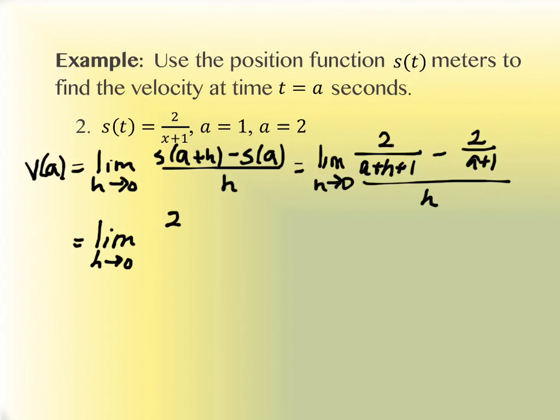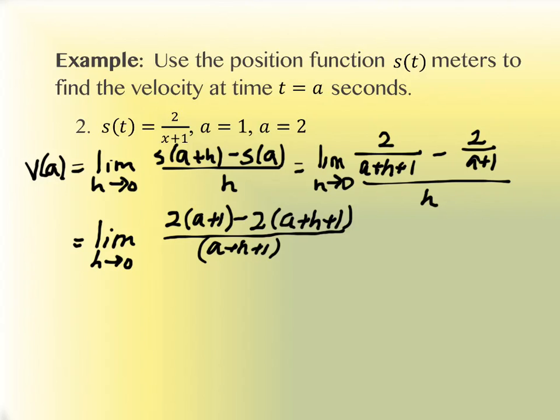So we're going to have 2 times a plus 1 minus 2 times a plus h plus 1, over the whole denominator, a plus h plus 1 times a plus 1. In other words, let me write it in over here. This one got multiplied by a plus 1 on top and bottom, and this one got multiplied by a plus h plus 1 on top and bottom.